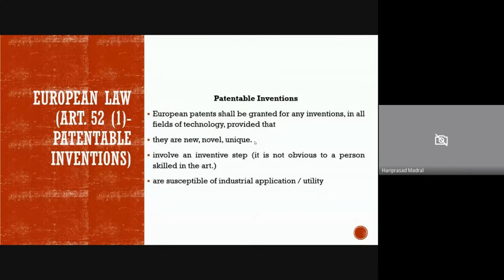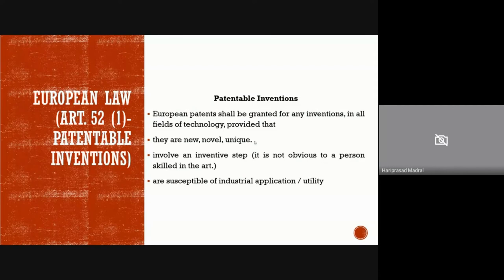these two criteria, there is one more criterion, which is industrial application and utility. So novelty, inventive step, and industrial application, these three are the basic pillars of patentable inventions according to European patent law.